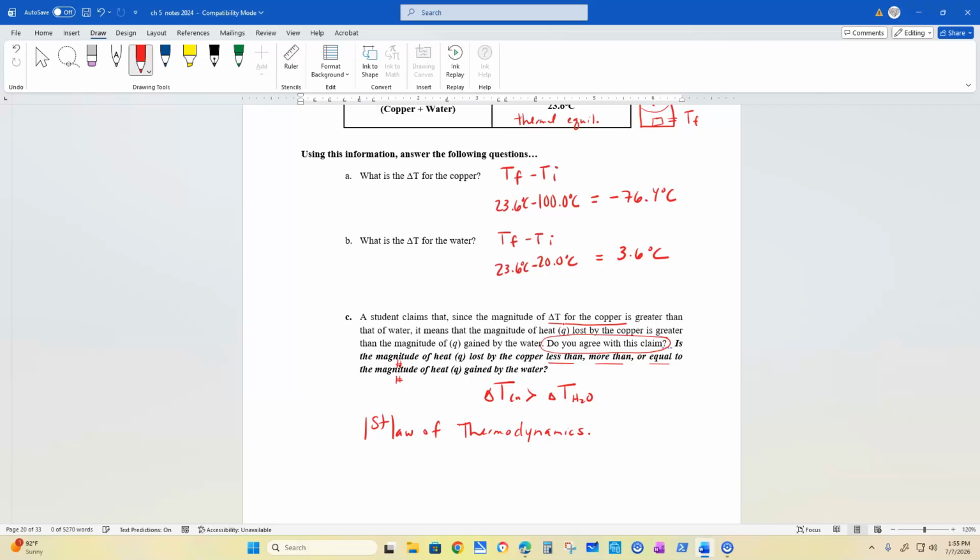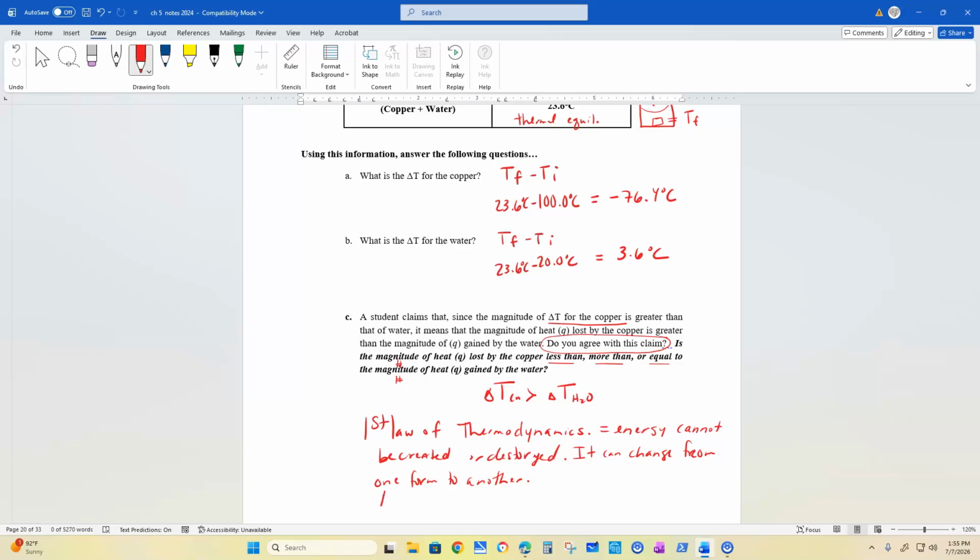Okay? First law of thermodynamics states that energy cannot be created or destroyed. Okay? It can change from one form to another, which it did. The energy from the copper changed into the form of the energy gained by the water.